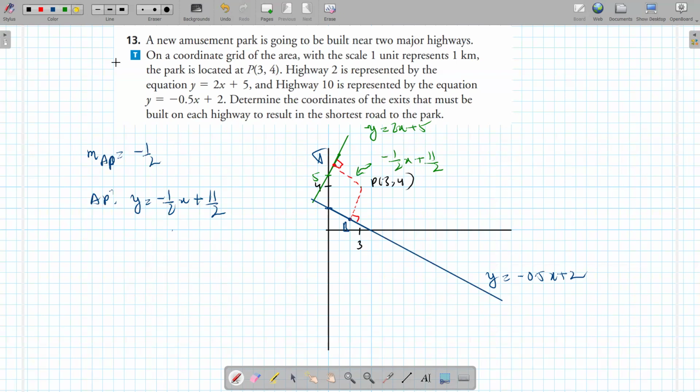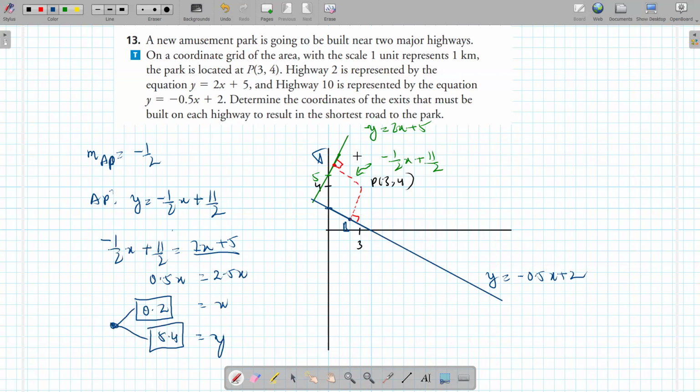We need to set the two equations equal to each other to find the coordinate. So negative 1 over 2x plus 11 over 2 is going to be 2x plus 5. So this will be 2.5x equals 0.5x. X is 1/5, so 0.2. That is our x value. And to find a y value, you just plug it into anything. I'm going to plug it here. It'll be 0.4 plus 5, it'll be 5.4. So that is the coordinate for that one.